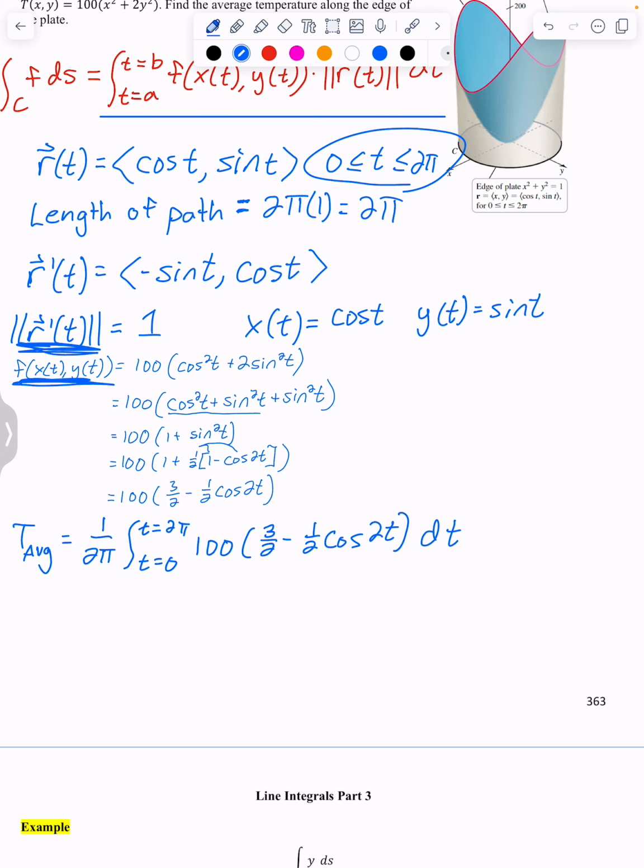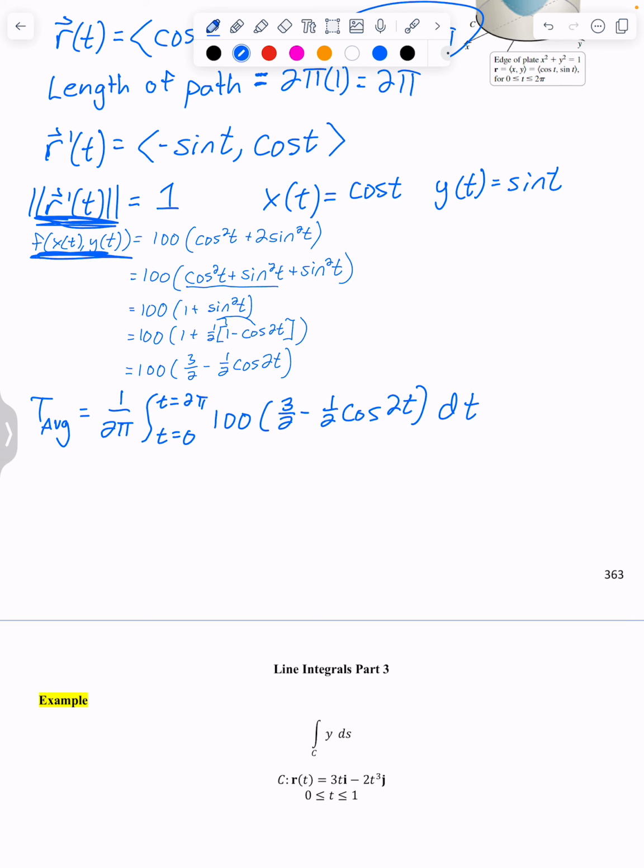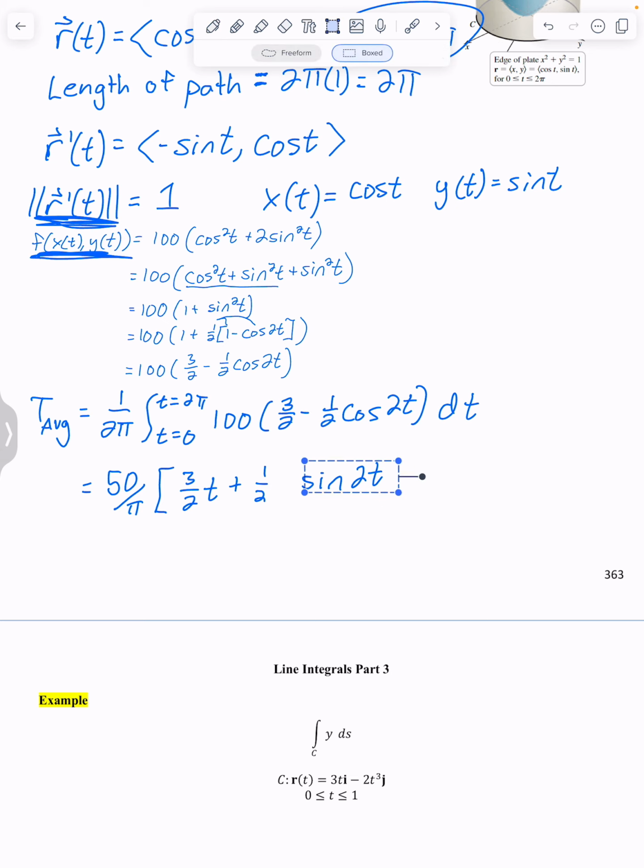All right, I'm going to factor out all numbers. I think I'm just going to take the 100 out. 100 over 2 pi, we get 50 over pi. And then we can go ahead and integrate. So if I integrate now, I get 3/2 t minus 1/2, and if I integrate cosine 2t, it's going to be a sine for sure, and the sign is going to change. When I take the derivative, I'm going to get a 2, so I need to cancel that out, so I'm going to put another 1/2.